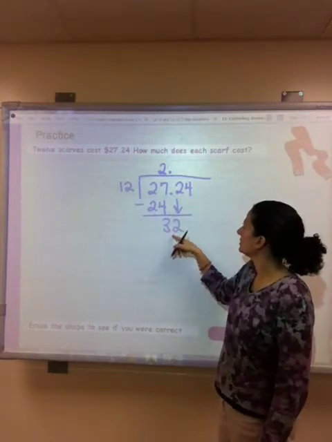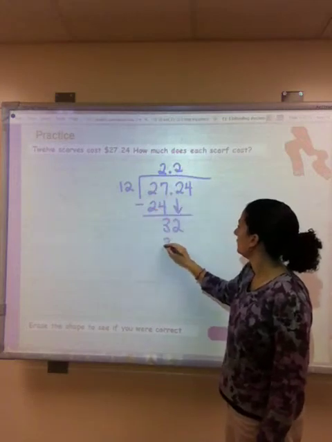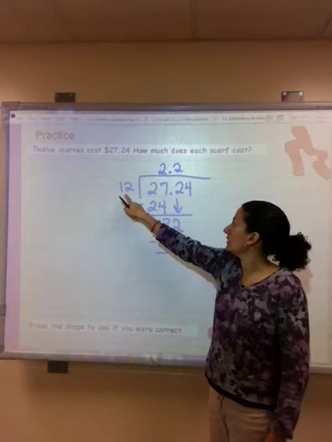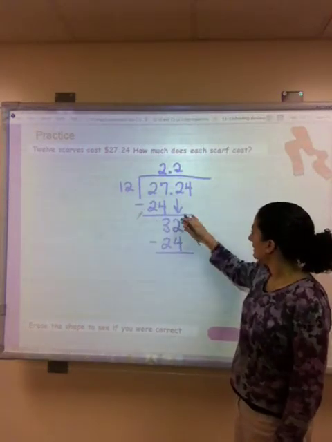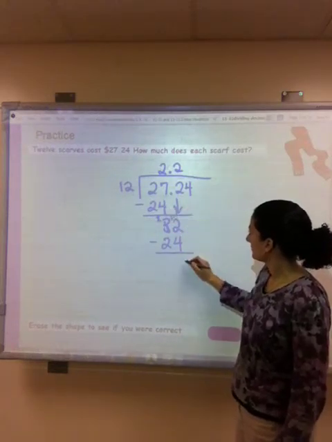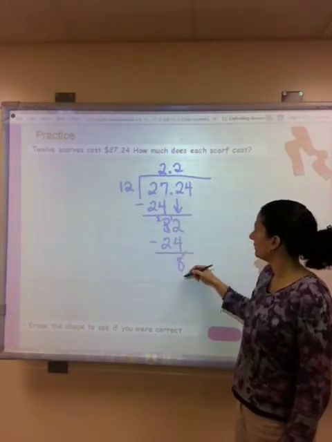12 goes into 32 only 2 times again. 2 times 12 is 24. I'm able to do this one pretty easily because I know my 12 times table. We'll look at a harder one in a few minutes. Now I subtract. After a little regrouping here, 12 minus 4 is 8, and 2 minus 2 is 0.